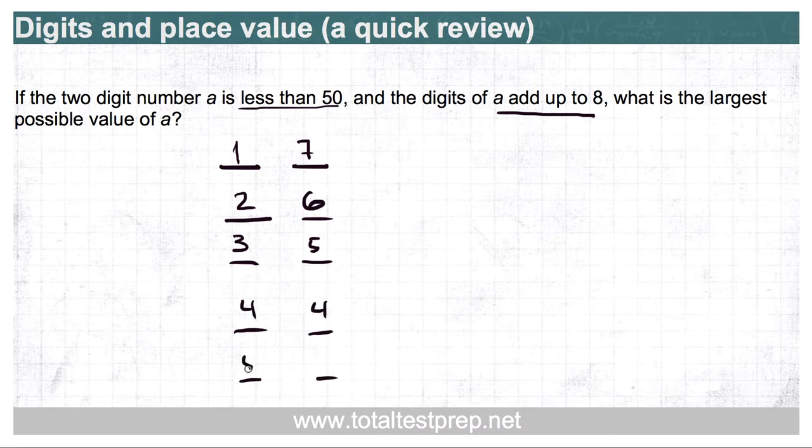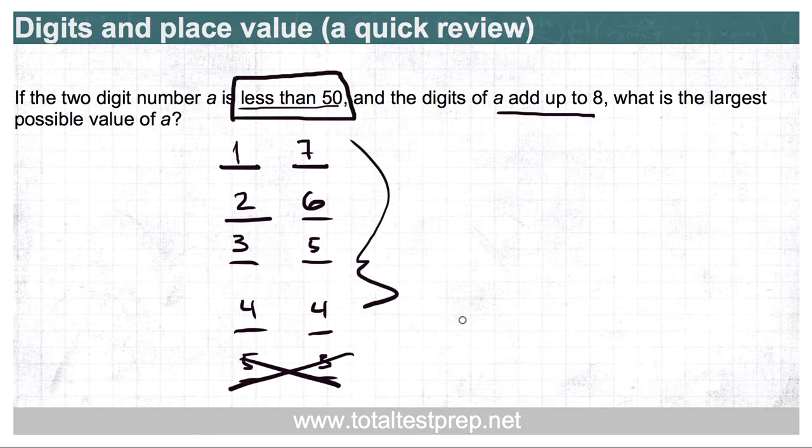Now, we could go up to 5 and a 3, but remember, we're dealing with numbers less than 50. So this doesn't work. In fact, these are all of our possibilities. And we're looking for the largest possible value of a, so that's 44. So the answer to this one is 44.